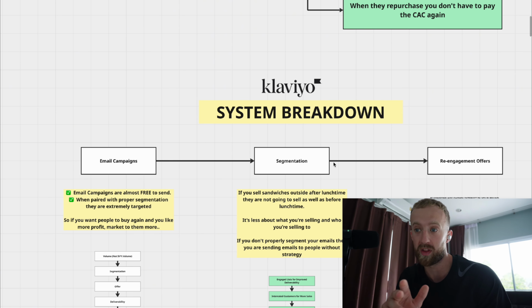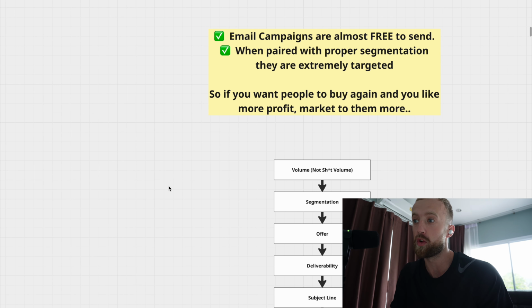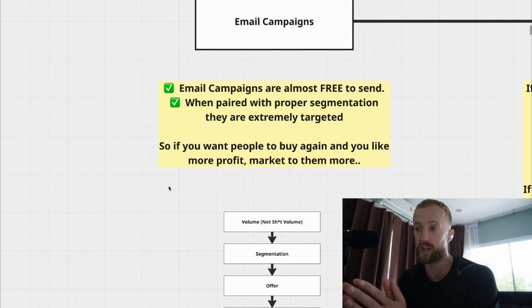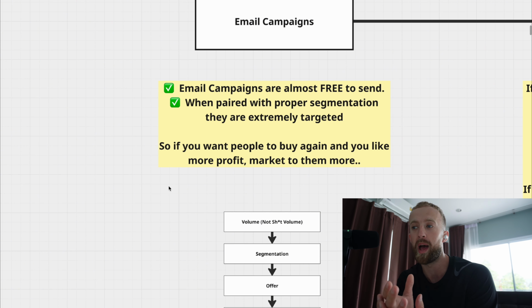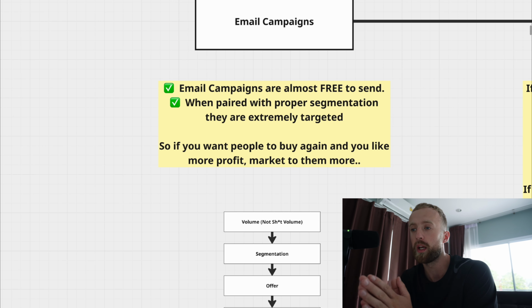So here's the full system breakdown. It comprises 3 things: email campaigns, segmentation, and re-engagement offers. The reason we focus on email for this is because emails are almost free to send, especially email campaigns. And when you pair this with proper segmentation, they're actually completely targeted. This is what most people forget to do. But if you do this properly, you will get a lot of revenue. So if you want people to buy again and again and again, you need to market to them more. And if you like to make profit, you need to sell to them more.